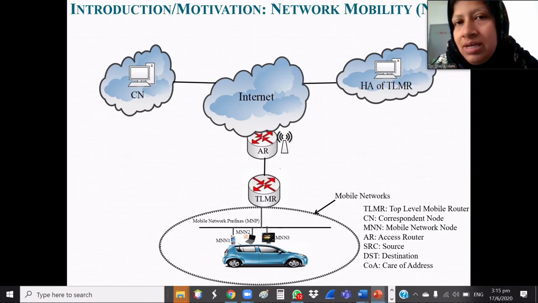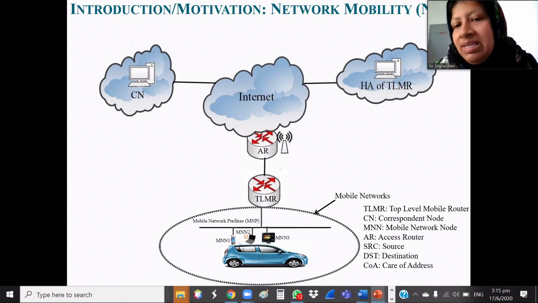And also, we have here a correspondent node as well as some home network for this mobile car or any mobility device. And this mobile network can reach its home network via this top-level mobile router. This is actually the main thing for this mobile network, that is the network mobility, that all the mobility is handled here by this top-level mobile router. Simply, we can say TLMR.